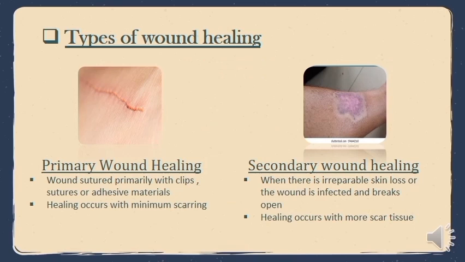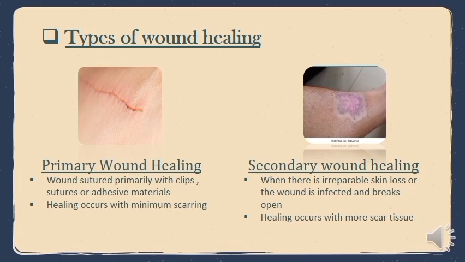There are two types of wound healing: primary wound healing and secondary wound healing. So, what is actually primary wound healing? Primary wound healing is the type of healing where the wound is sutured primarily with clips, sutures, or adhesive materials. Healing occurs with minimum scarring, just like wound healing during a mosquito bite, right? While a mosquito bites, that particular wound is healed with no scar. Sometimes no scar is involved, sometimes there is. Most of the time there is no scar formation. So there is minimal scarring, right?